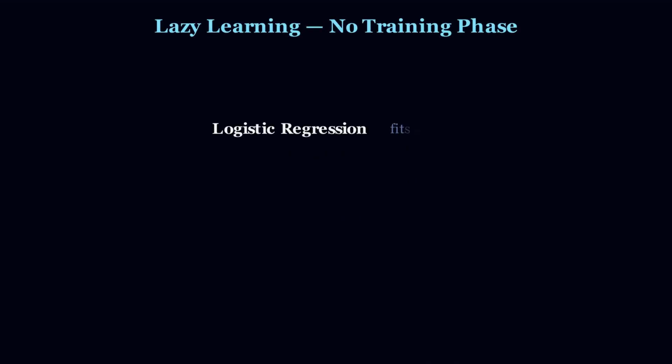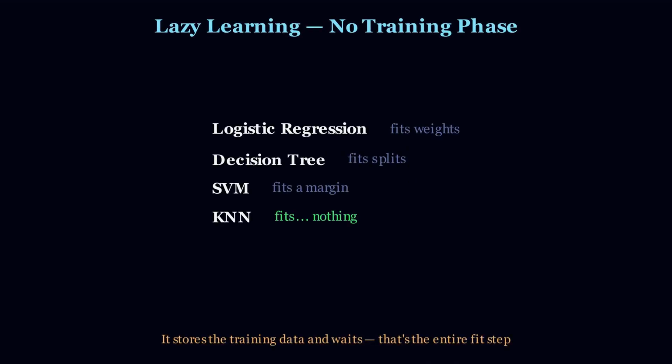Every model this series has covered spends time fitting something before it predicts. Logistic regression fits weights. Trees fit splits. SVM fits a margin. KNN skips all of that. There's no fitting step, literally none. It just stores the training data and waits. That's the entire .fit call. This is called lazy learning, and it's the technical term, not an insult.